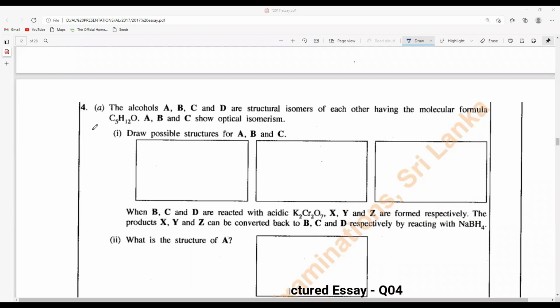Right, so alcohols A, B, C, D are structural isomers of each other having the molecular formula C5H12O. And they have given specific information: A, B, C show optical isomerism. I think the best way to go through this is on the board. I'll discuss this on the board.